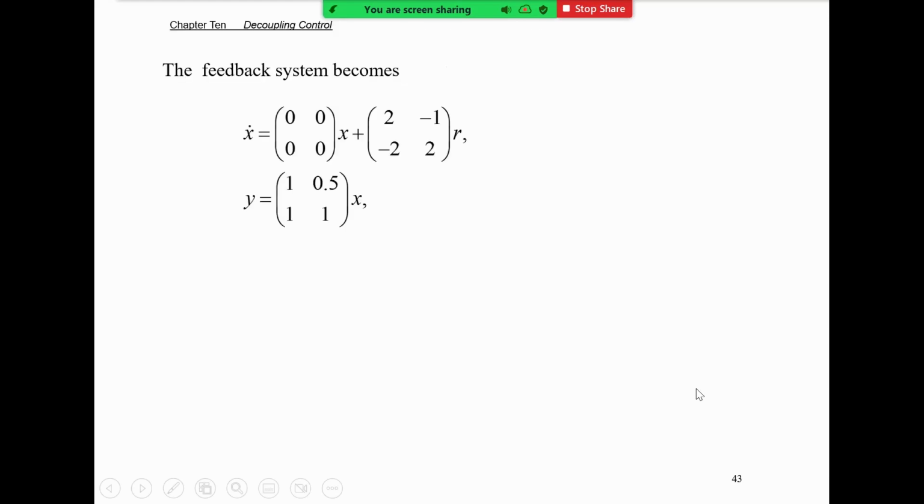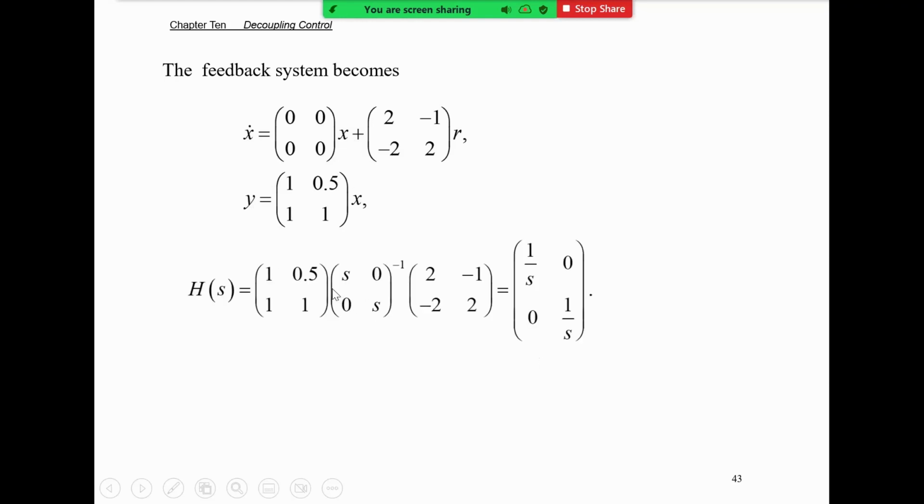Actually, you can verify. This is the closed loop system. You can say that this one, X dot, does not depend upon X. But because Y, the output, is related to the state variables in a very peculiar way, this one is not an identity matrix, that's why here. This matrix is also not an identity matrix. But eventually, if we compute the transfer function from R to Y, this will be the transfer function. It's an integrator decoupling.